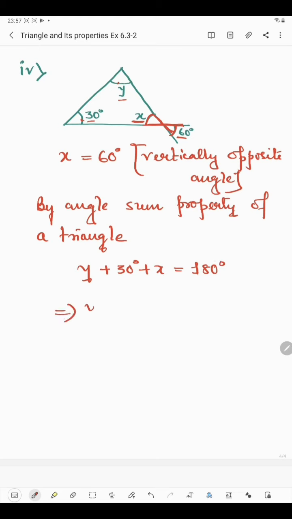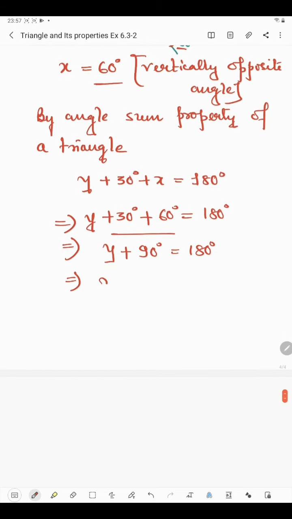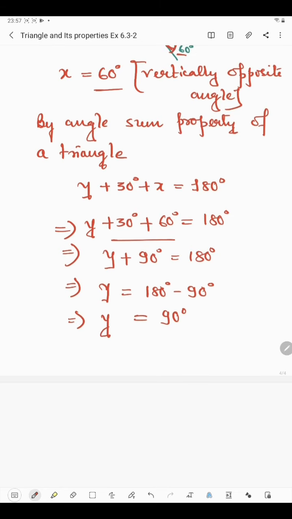Now here y we don't know, so y plus 30 degree plus x, which we have got already, which is 60 degree, is equal to 180 degree. Now we will add these two, so y plus 90 degree is equal to 180 degree. So the value of y is 180 degree minus 90 degree. 18 minus 9 is 9. So it's 90 degree. So the value of x is 60 degree and y is 90 degree.